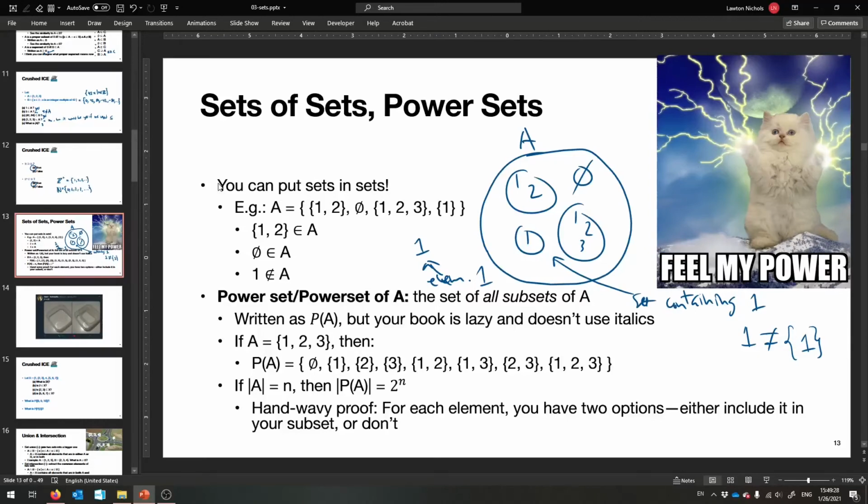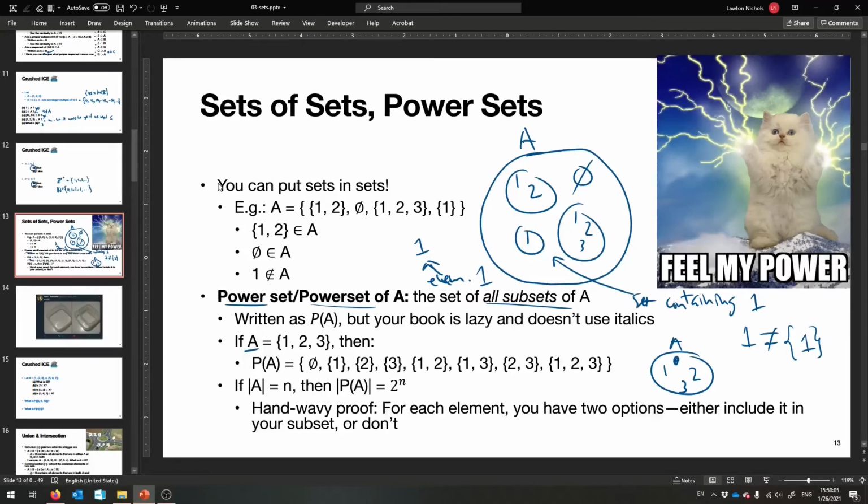Once you have that, you can go even further and talk about all the possible subsets of a set. That's called the power set, written in two different ways depending on the book. It's the set of all subsets of a set A, and it's written like this, P of A. But your book doesn't like to use italics, so it looks like a predicate symbol, unfortunately. For example, if this was your set A, {1, 2, 3}, the set we know and love, then the power set of A is the set of all possible subsets of A. Well, the empty set's a subset of any set, yes.